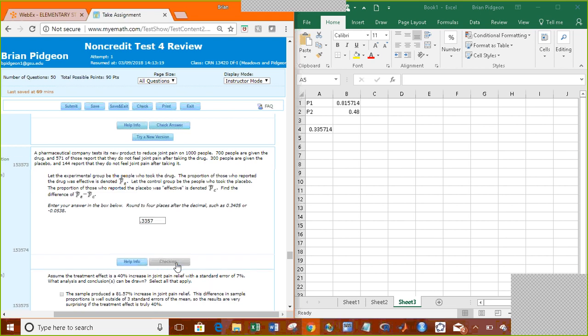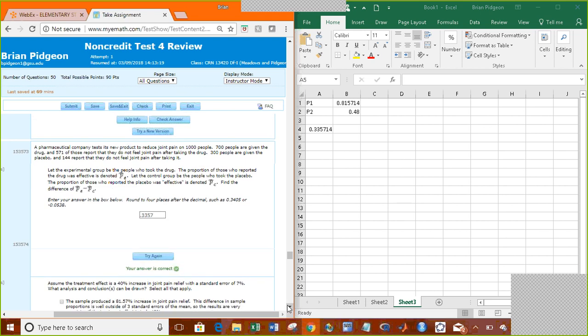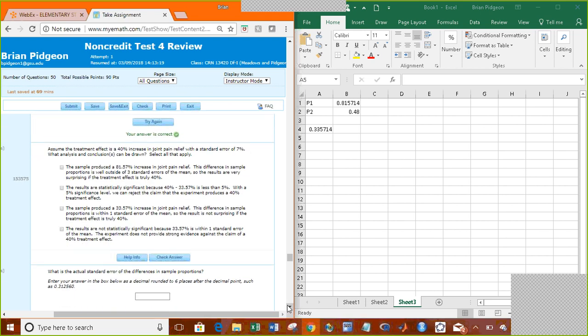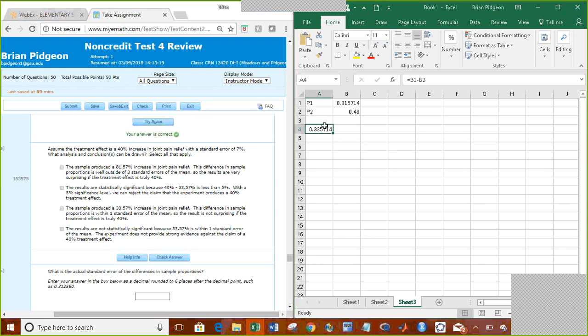And then we're done. Assume the treatment effect is a 40% increase in joint pain relief with a standard error of 7%. What analysis and conclusions can be drawn? Select all that apply. Alright, so here's our value. I'm going to move this over. And that's our P, I'm going to call it P sub D, for difference.